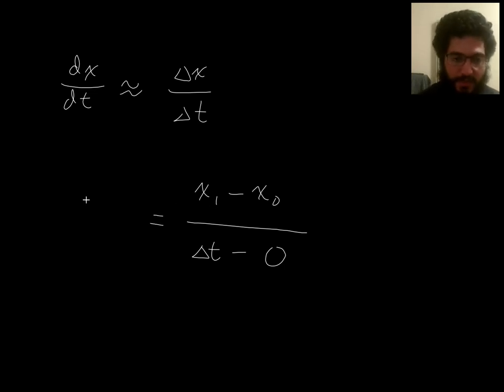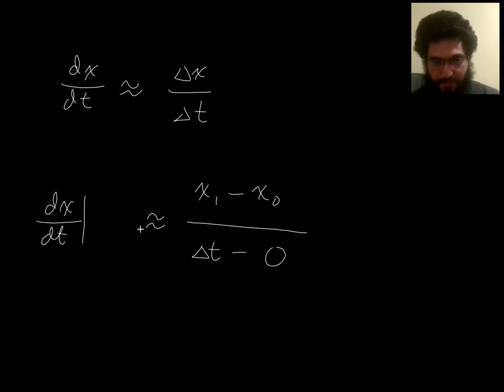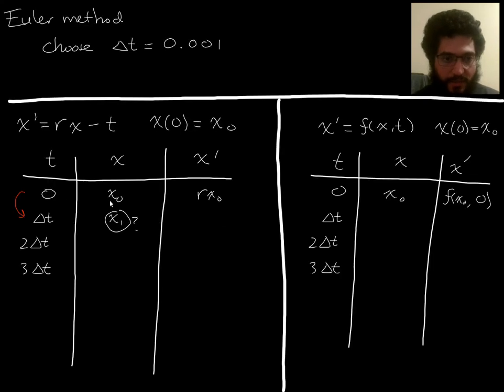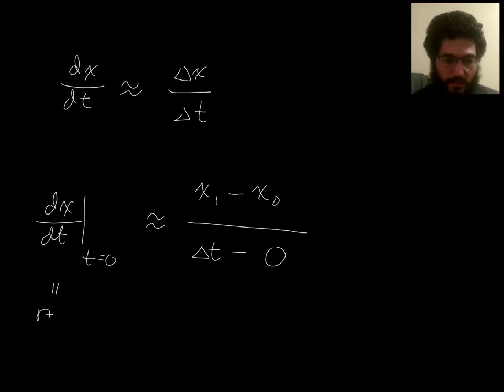So this is approximately, and the approximation is good insofar as delta t is small, it's approximately dx dt at any t, at 0 or at delta t. At 0 is where we have information at the moment, so this is what it approximately is. And this we already have a value for here. It's r x naught, right? Or in a little bit more generality, it's f of x naught, 0. So let me just put in r x naught.